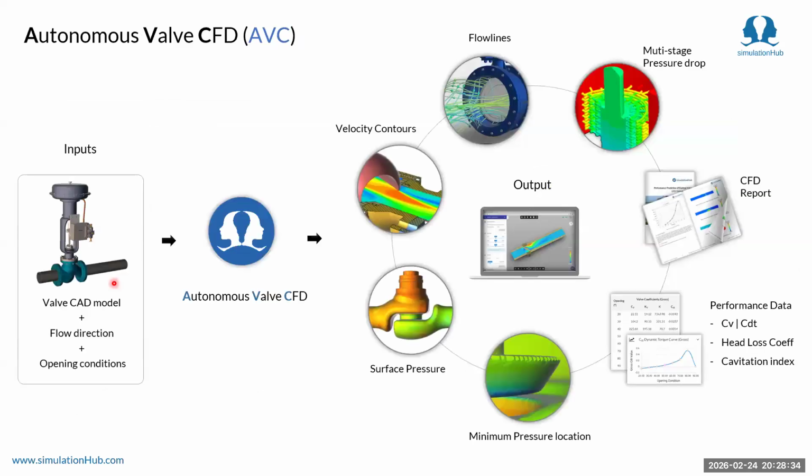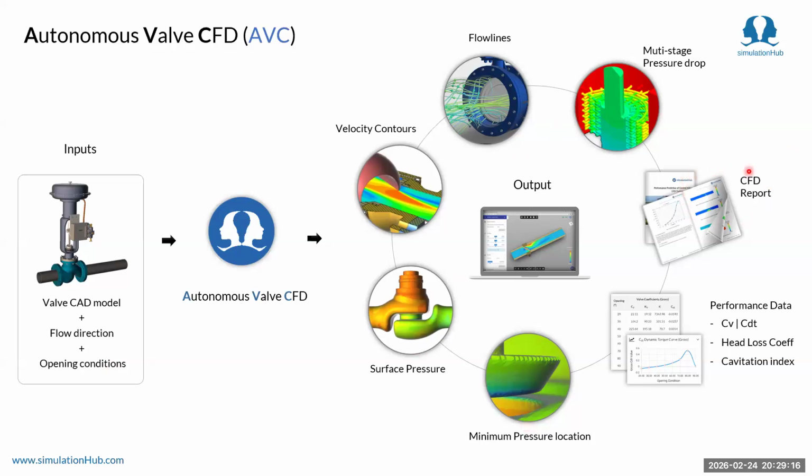So how does it work? The inputs required are simple. You start with the CAD model, and you specify the flow direction and what opening conditions you want the simulation to be performed at. That's it. No other, very CFD-specific inputs are required. The app handles it in an autonomous way, and we'll see how it works. Then it provides you with a set of post-processing tools with which you can obtain velocity contours, surface pressure, flow lines, all the typical outputs of a CFD simulation.